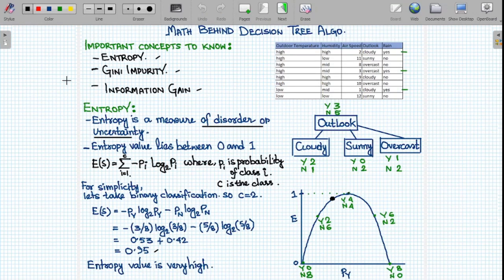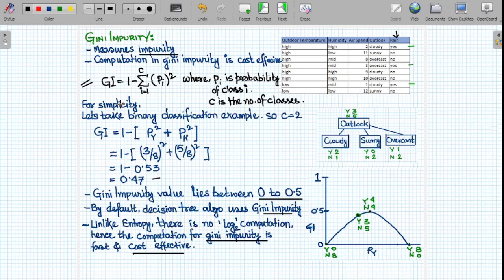Let's understand the takeaway from this session. In this session, we have discussed all the mathematics behind decision tree algorithm. Now we know how entropy will be calculated with the help of this mathematical equation. We know entropy lies between 0 and 1. High entropy is bad from machine learning point of view. Now we are aware of the Gini impurity equation. We can even calculate the Gini impurity for a dataset. We know Gini impurity lies between 0 and 0.5.